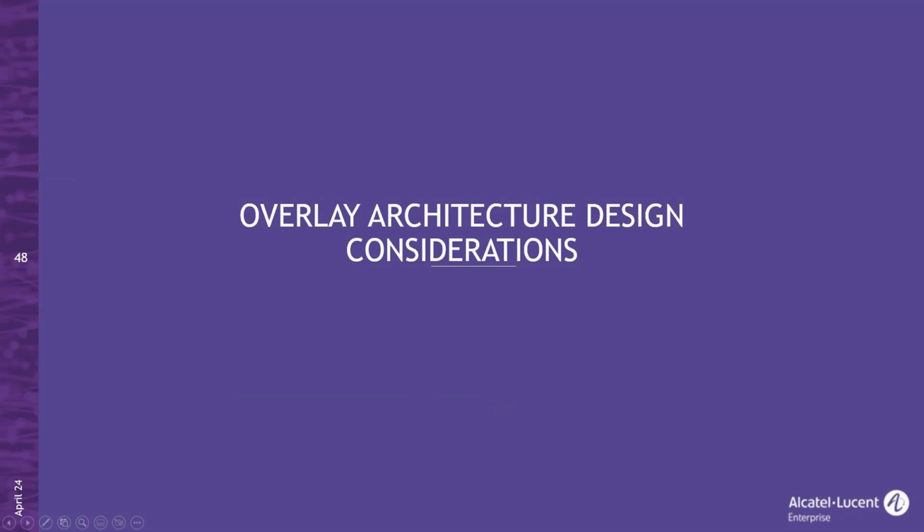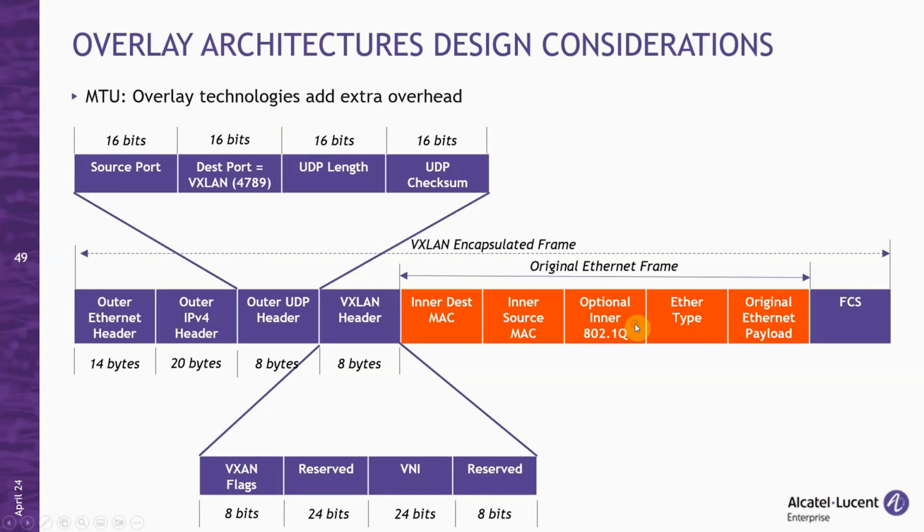So now let's go over a few considerations to make when designing your data center with overlay architecture, such as VXLAN or EVPN. In an overlay network, data is transmitted over virtual tunnels between nodes. This encapsulation and decapsulation may require extra overhead, which is one of the considerations that need to be accounted for. I'm showing an example here of VXLAN overhead.